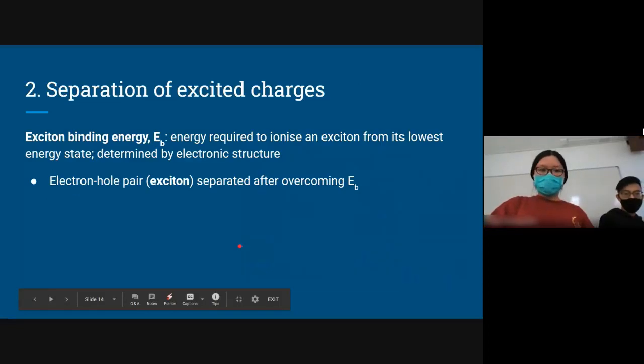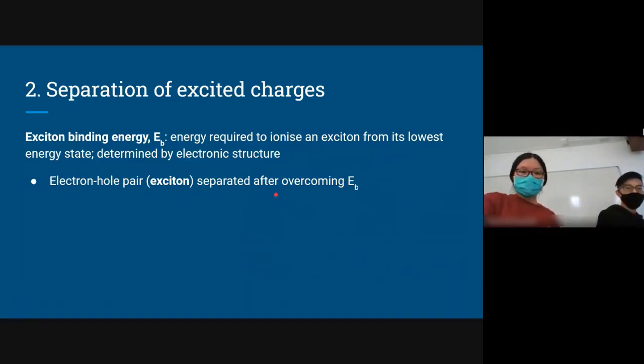And for the exciton to remain separated after photoexcitation, it has to overcome the exciton binding energy, which is the energy required to ionize an exciton from its lowest energy state. I think an easier way to understand this would be to think of it as the binding energy between an electron and a proton in hydrogen.